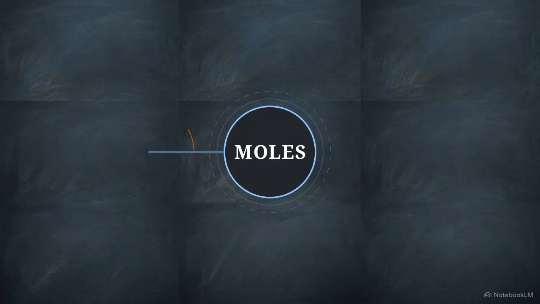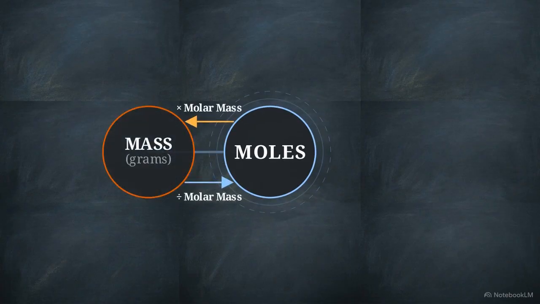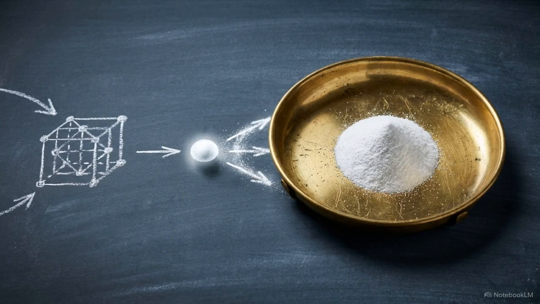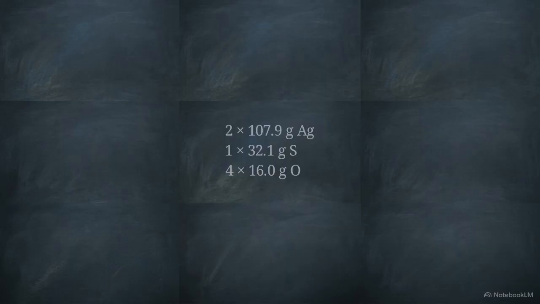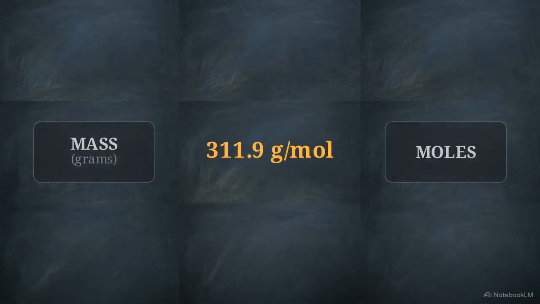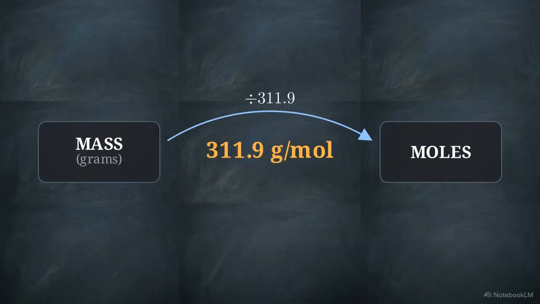The first connection we establish is between the mole and physical mass. We define this path using molar mass, the weight in grams of exactly 1 mole of a specific substance. For silver sulfate, we sum the masses of its components. We multiply 2 silver atoms at 107.9, 1 sulfur at 32.1, and 4 oxygens at 16. These add up to 311.9 grams for every mole of the compound.